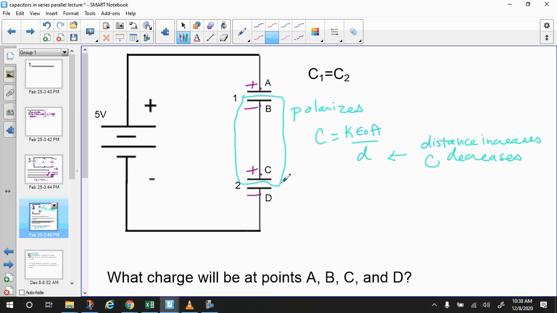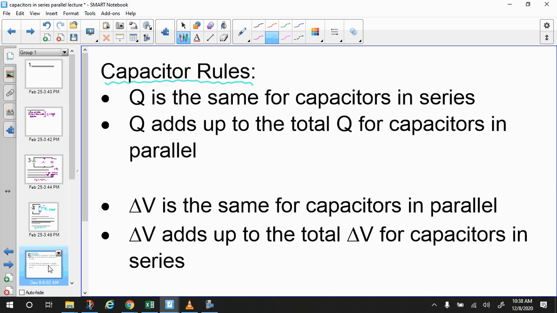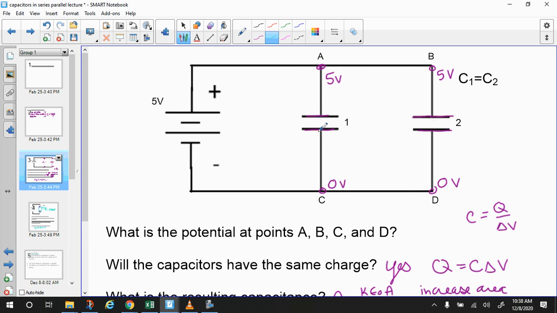Well, since this middle piece is polarizing, the whole thing is neutral. So if this gets a negative charge Q, then this is going to get a positive charge Q. And then that's going to be the same as this. So anytime capacitors are in series, they're going to have the same charge. Now let's talk about charge in parallel. In parallel, they're going to add up to the total charge.